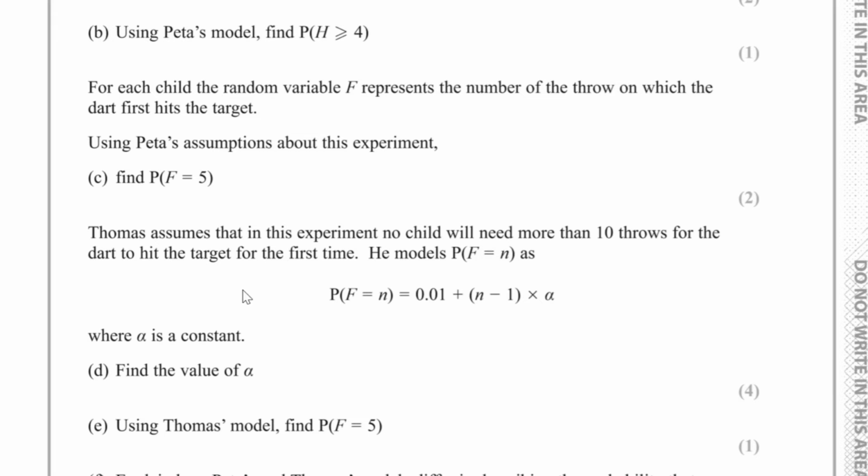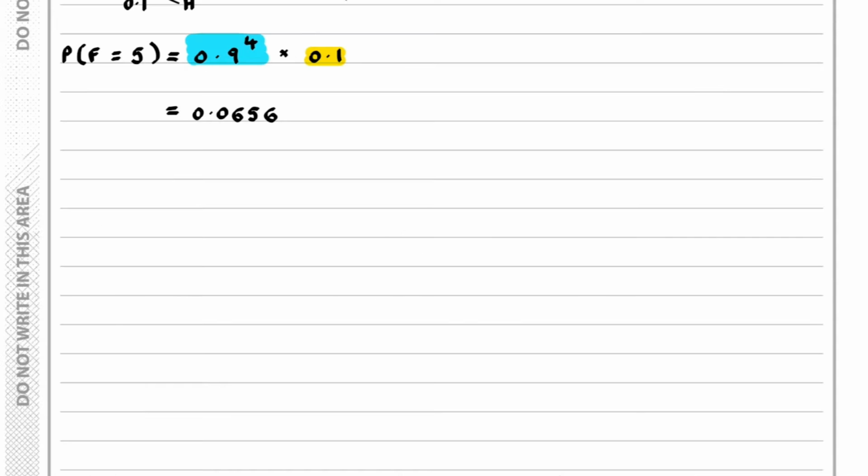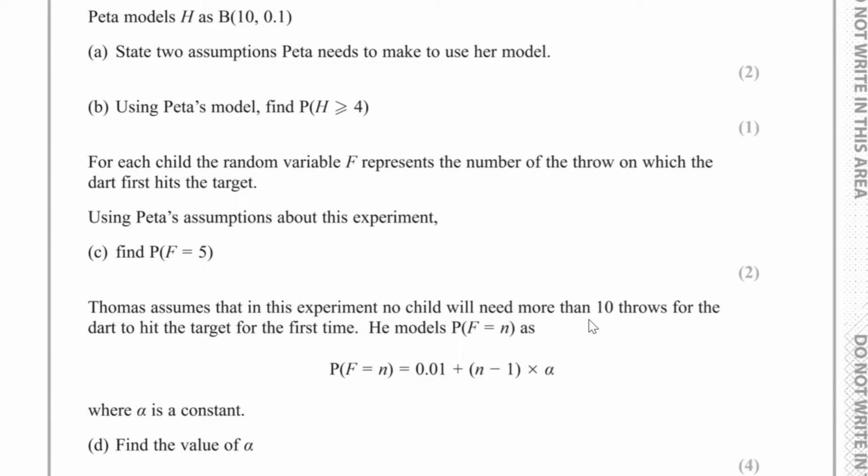Next, Thomas assumes that in this experiment no child would need more than 10 throws for the dart to hit the target for the first time. He models the probability that f equals n as 0.01 plus n minus 1 times alpha, where alpha is a constant and we have to find the value of alpha. So for part D, we know so far the probability that f is equal to n is 0.01 plus n minus 1 times alpha. And we know that n goes from 1 to 10, because we have no more than 10 throws.